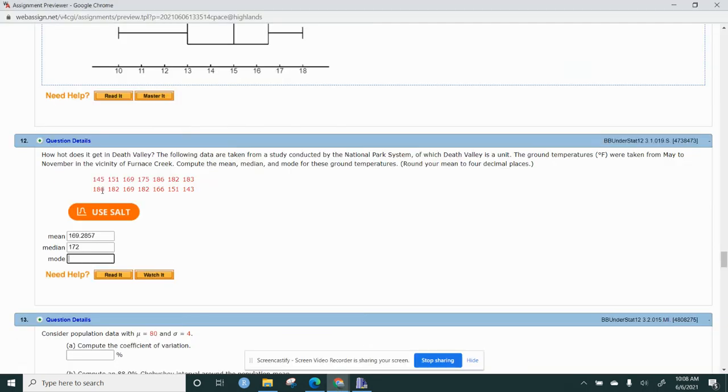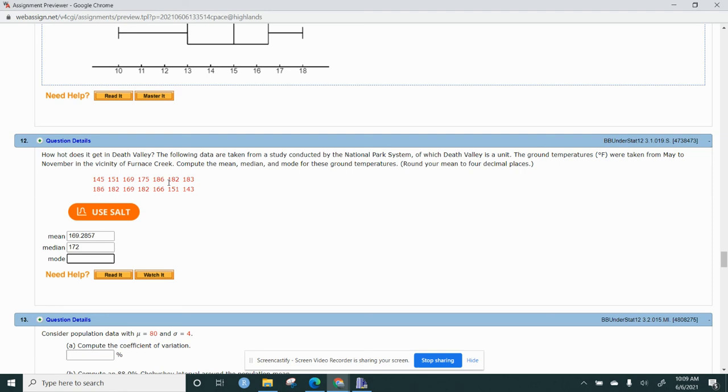Okay, so the mode, I'm looking for the one that occurs the most. So what you may have to do is put these in order. So I'm looking, how many times does 145 occur? It doesn't. 151 occurs twice. Okay, so I'm going to write it down on my paper. I've got 145 and I've got 151, and that occurs another time. So I'm going to put, there's a 2 there. All right, so I've got 1 there, and I've got 2 there.